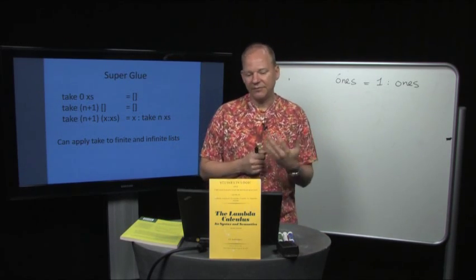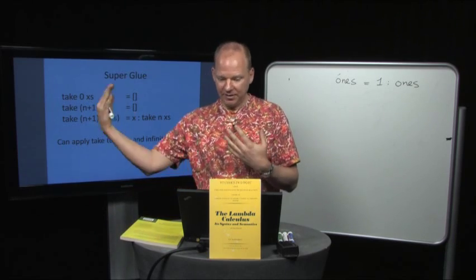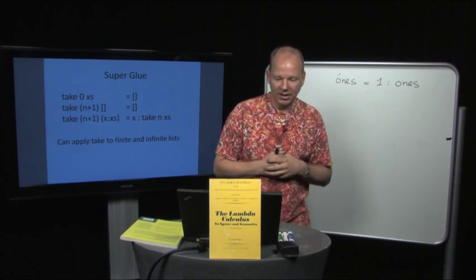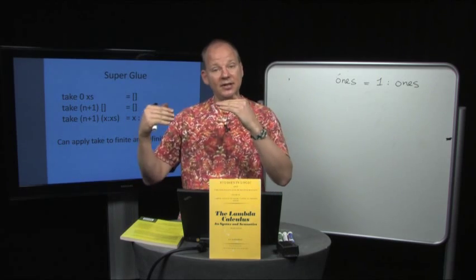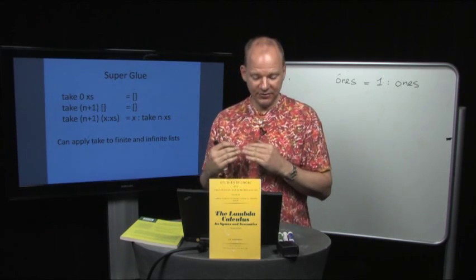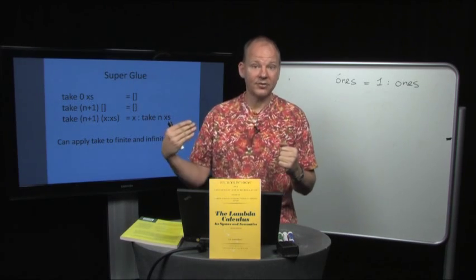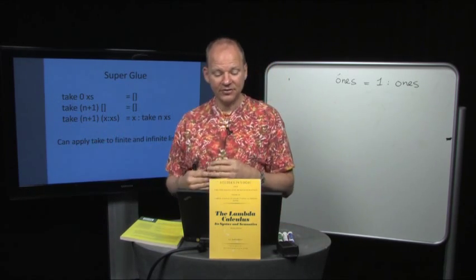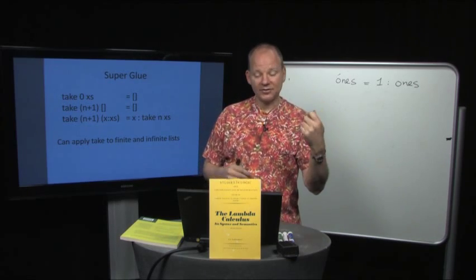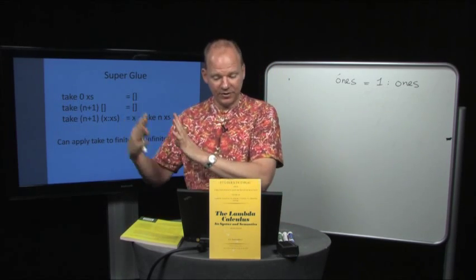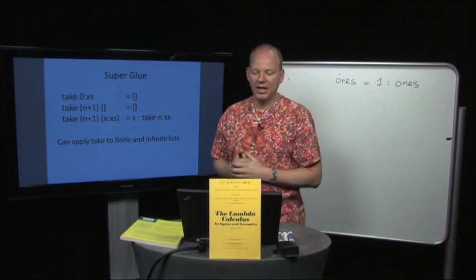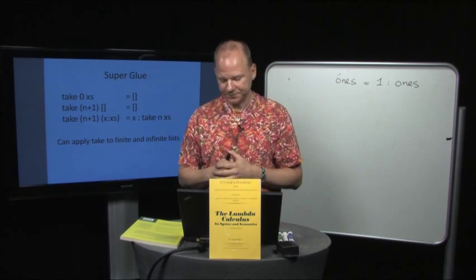If I take whatever elements from an empty list, well, I return the empty list as well. And now you see that I'm using, in the third case, simultaneous induction. If I take n plus 1 elements from a list that starts with x and the rest is xs, what I do is I take x and I cons that in front of the list where I take n elements from the remaining list.